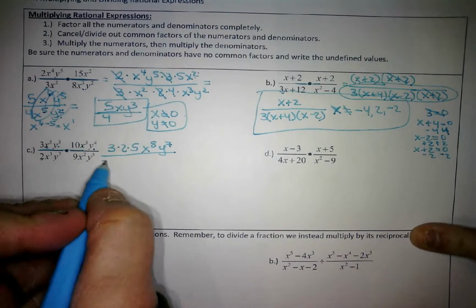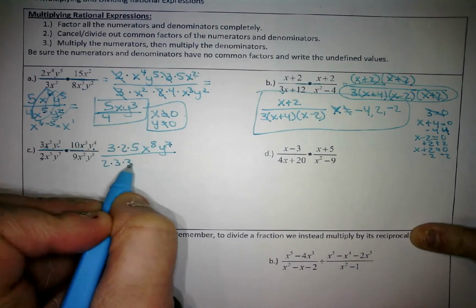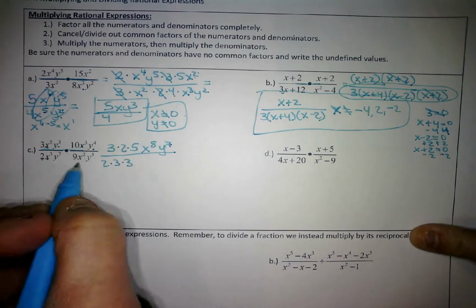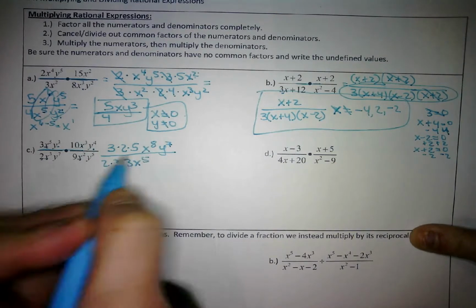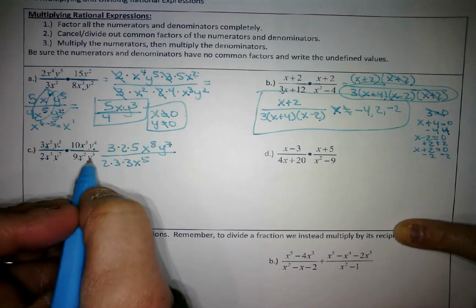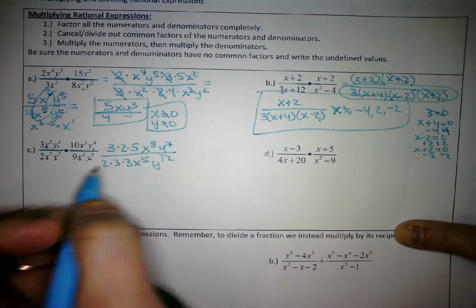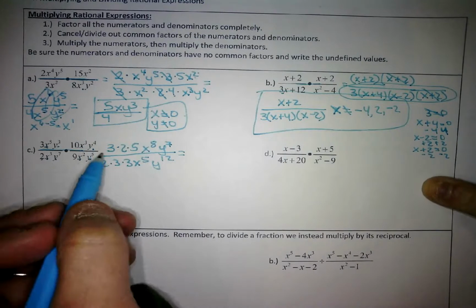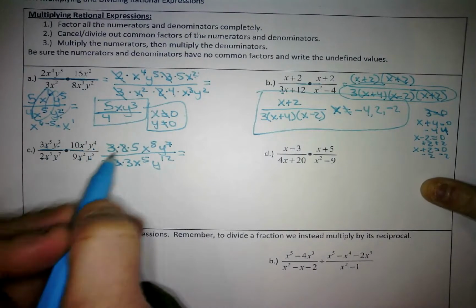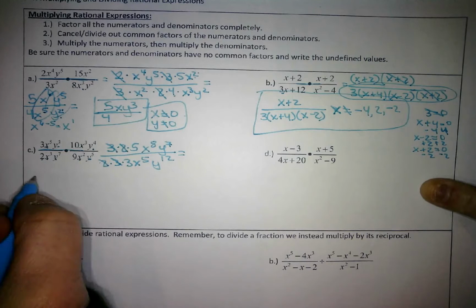So now this is going to be a 2. And 9 is 3 times 3. X to the 3rd times x squared is x to the 5th. And y to the 7th plus y to the 5th is y to the 12th. So now that's going to be a 3, a 3, a 2, a 2. So now I'm going to be left with 5 over 3.